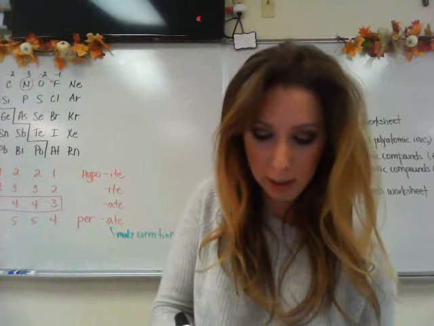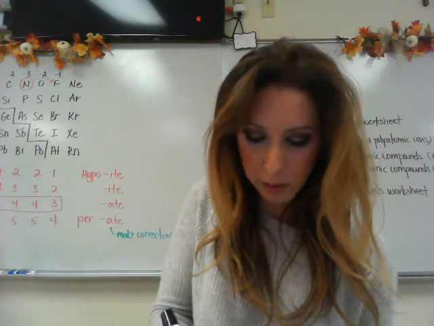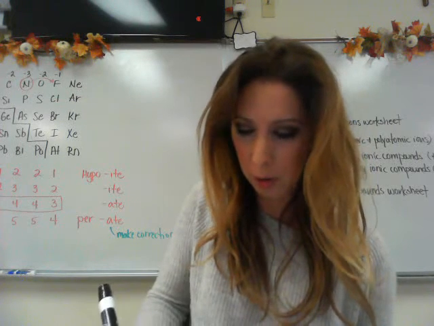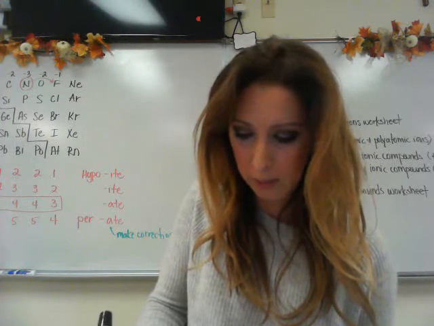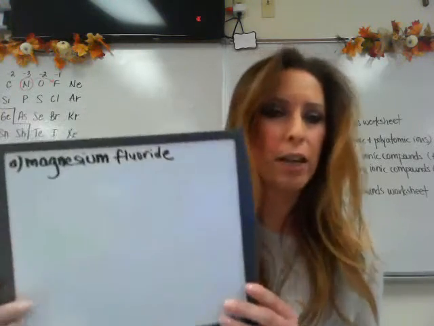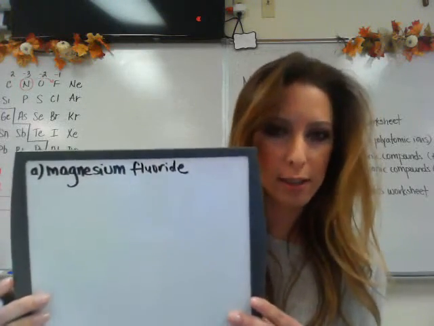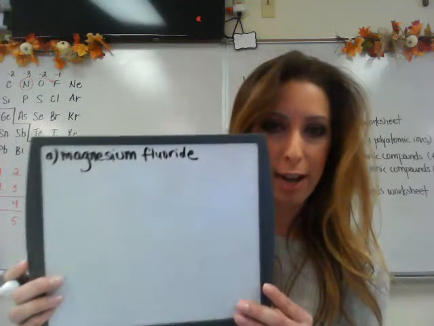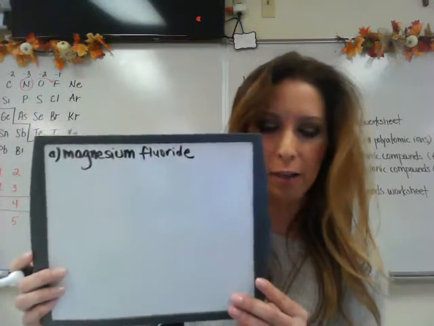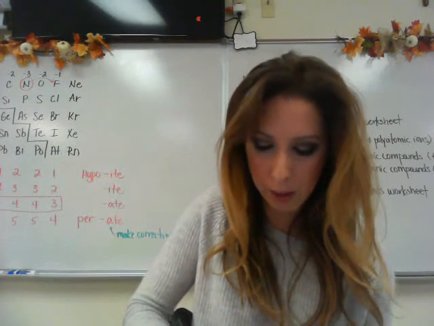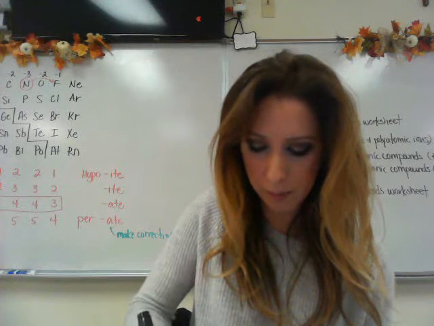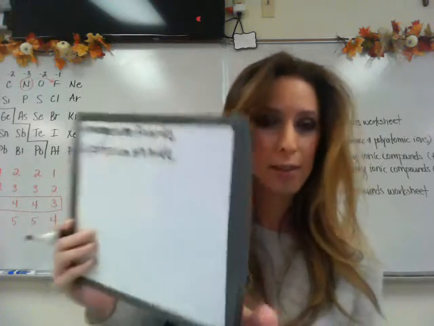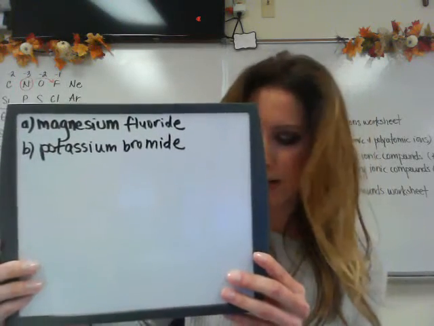This is really easy. The metal is always listed first. We simply name it. First we have MgF2. Mg is magnesium, and F is fluorine. But remember, we change the ending to "ide" when it's just one nonmetal without oxygen attached to it. So this is magnesium fluoride. B is KBr. This is potassium. Change the ending of bromine to bromide, and you get potassium bromide.